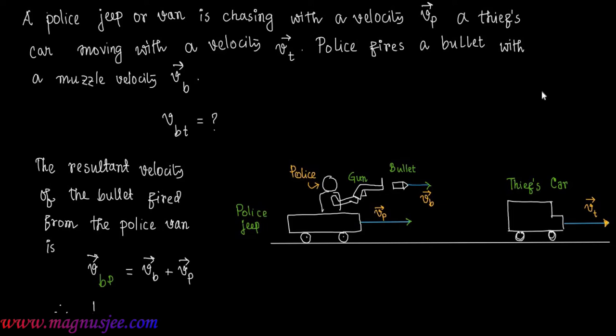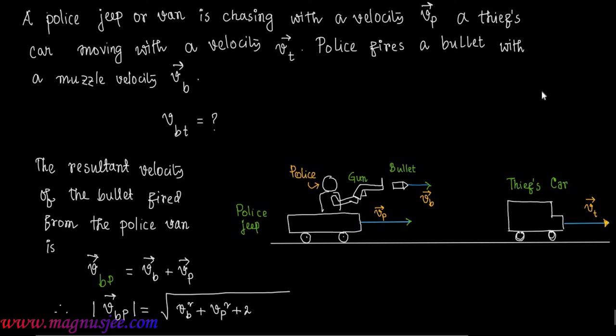Here vector VBP is not the relative velocity. It is the resultant velocity. Therefore, mod vector VBP, that means the resultant velocity of the bullet with respect to the policeman, is equal to root over VB square plus VP square plus 2VBVP cos theta.